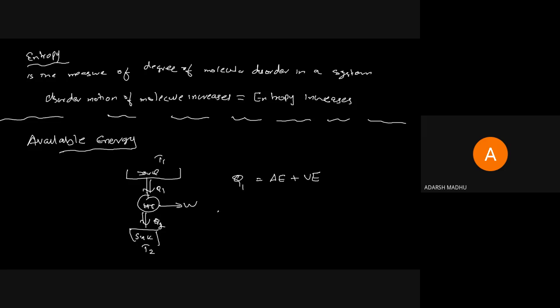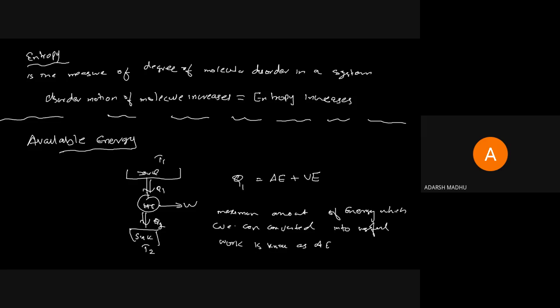That is, the maximum amount of energy which we can convert into useful work is known as available energy, and the rest of the energy which we are releasing to the sink is known as unavailable energy.